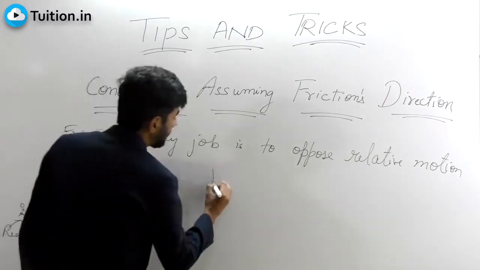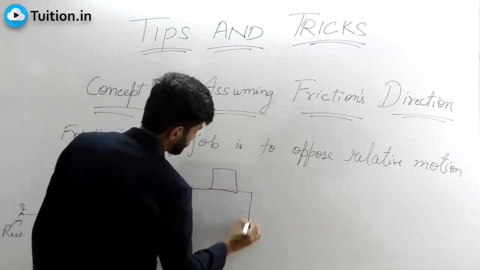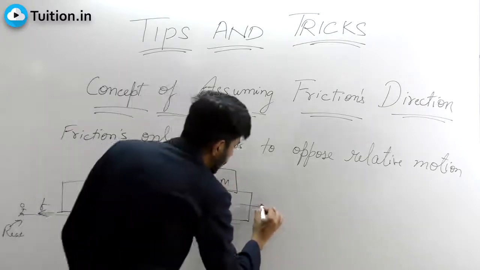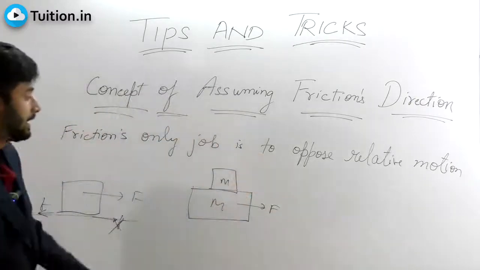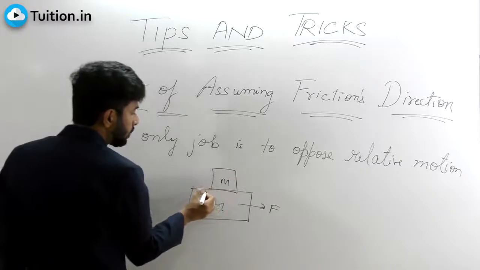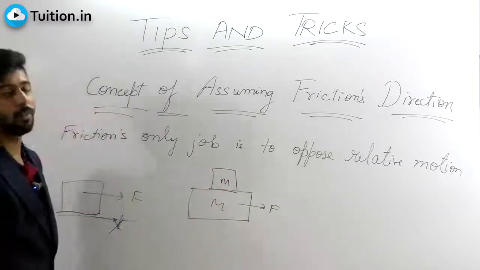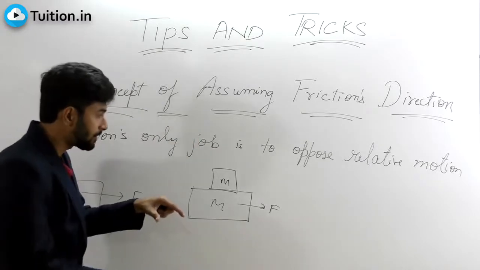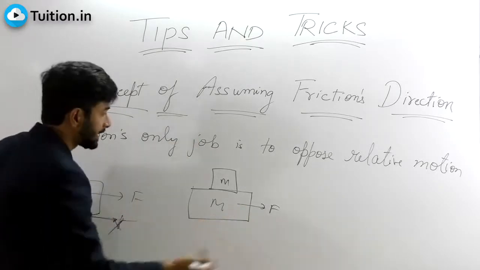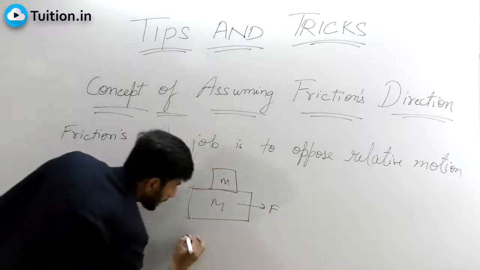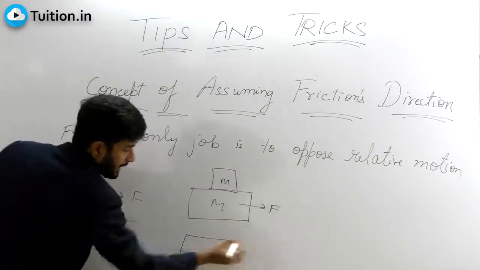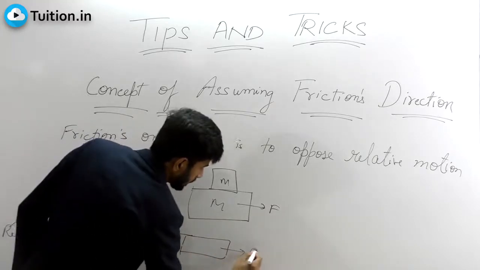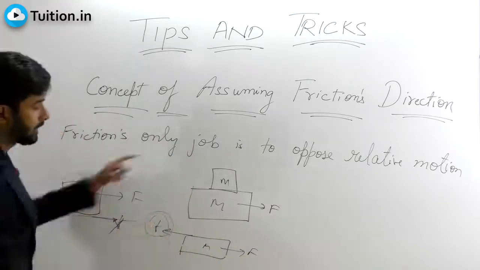Let's look at what happens when I have two blocks. Mass m, and if I am applying a force here on this, how will the relative motion of this capital M be with respect to small m? If I stand on small m, what I will see is that capital M is trying to move that side. So with respect to small m, capital M is trying to move that side. That's why friction on capital M is this side. So friction will oppose the relative motion.